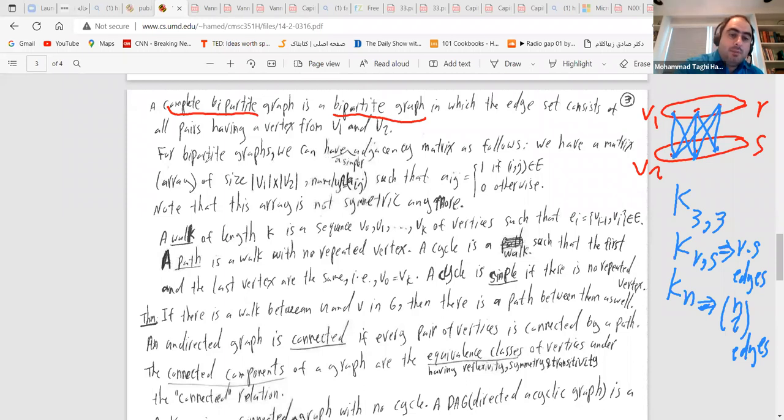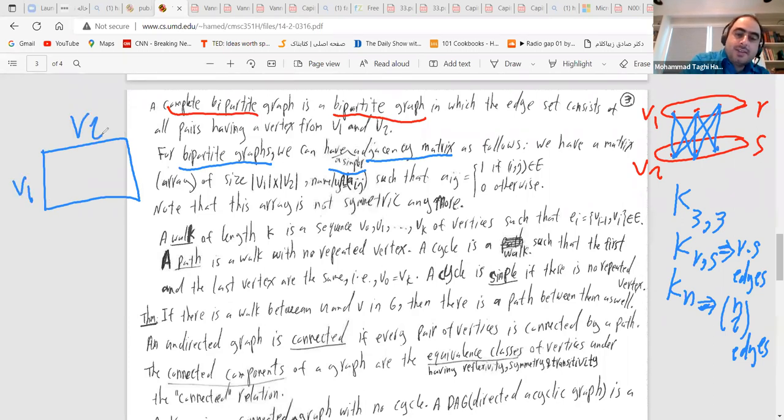For a bipartite graph, we can have a simpler adjacency matrix. Because we know that there are no edges between vertices of V1, and no edges between vertices of V2, we can just represent it as a matrix A that is V1 times V2. Here A_ij is equal to 1 if there's an edge between i and j, and 0 otherwise. So this is a vertex i here, and this is a vertex j here. This is A_ij.